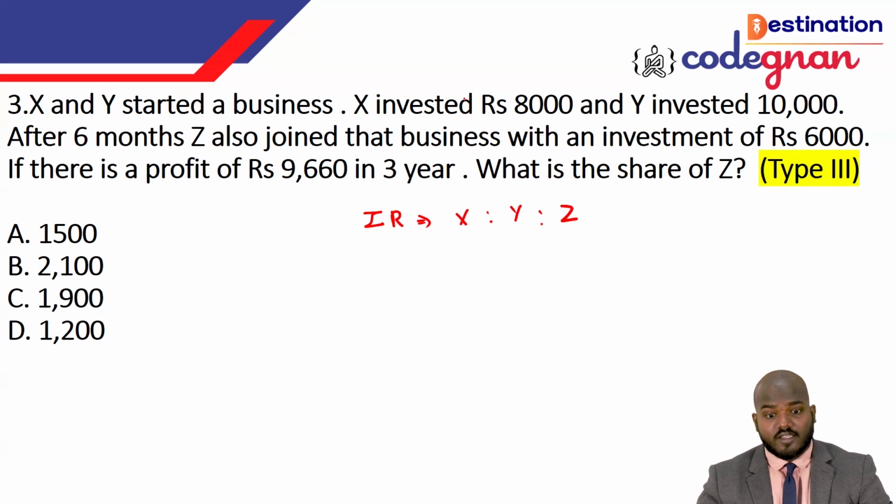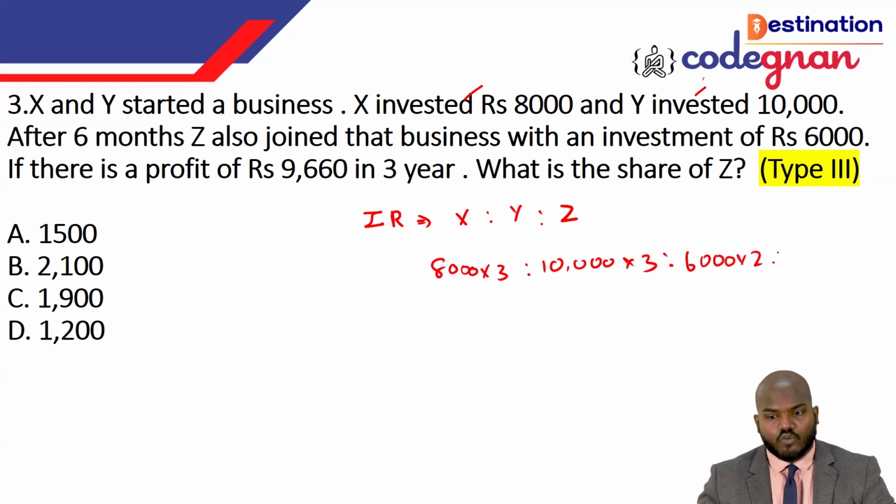You see this one, X and Y have invested for 3 years completely. But Z joined after 6 months only. Then you need to take that out. Z is investing only for 2.5 years. So X is equal to 8,000 times 3 years. Y is equal to 10,000 times 3 years. And Z is equal to 6,000 times 2.5 years, because he joined after 6 months only. Half of the year he did not come, right? So I'm taking this one.